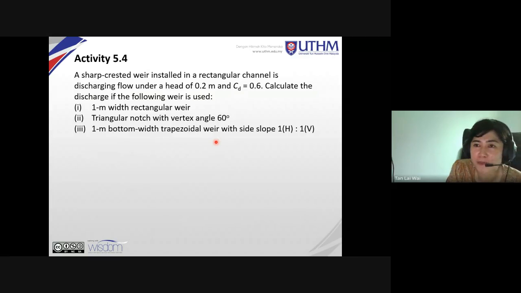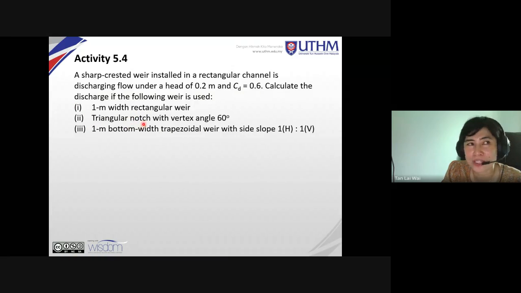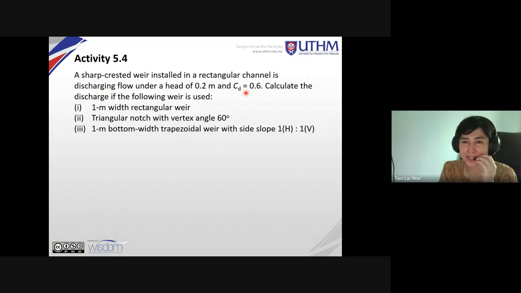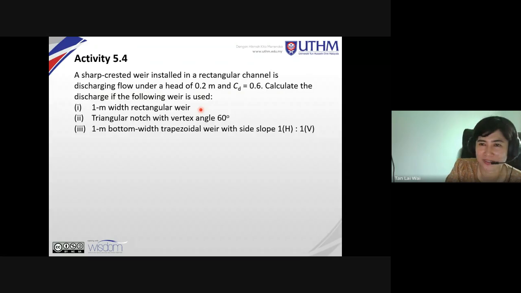Now activity 5.4. We'll just look at the first part of the question first, because we haven't looked at the formula of the triangular notch. We just look at the formula of the rectangular weir only. Now you have a sharp-crested weir installed in a rectangular channel, discharging flow under a head of 0.2 meter, and the coefficient of discharge is 0.6. Find Q if a 1 meter width rectangular weir is used.